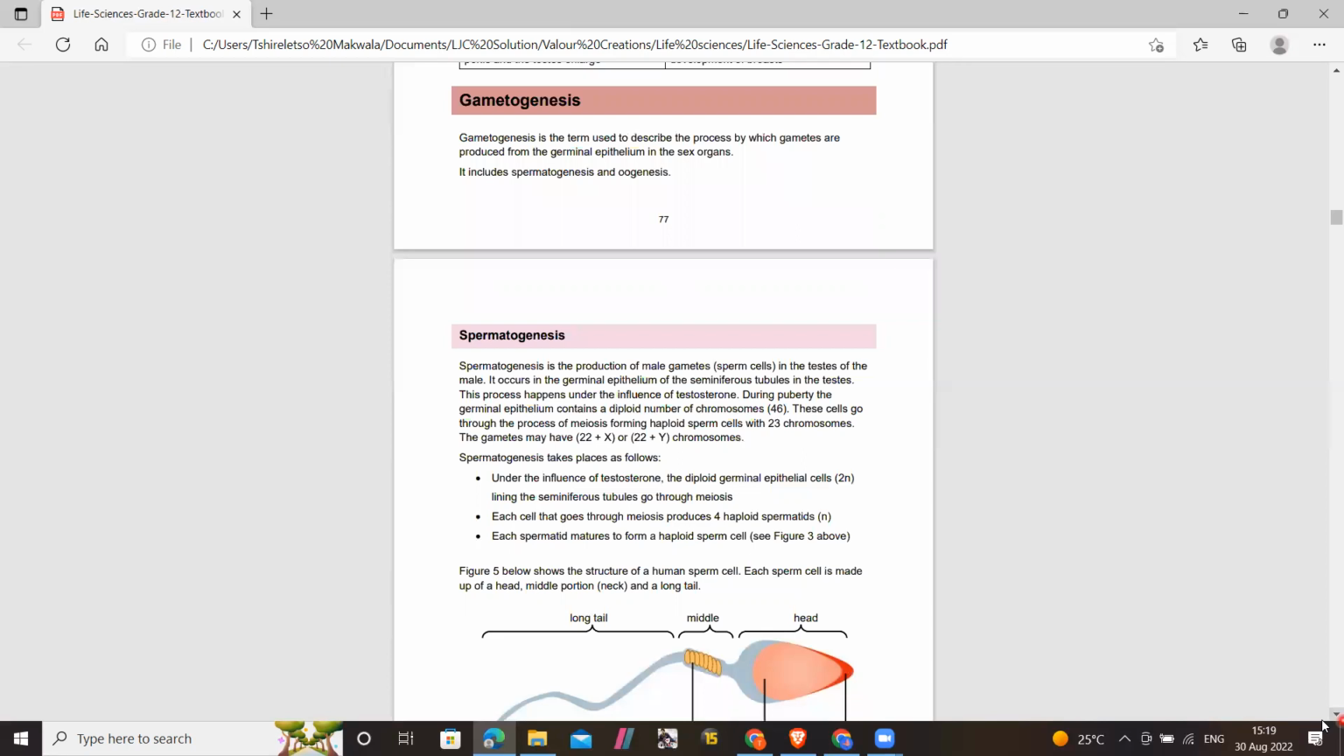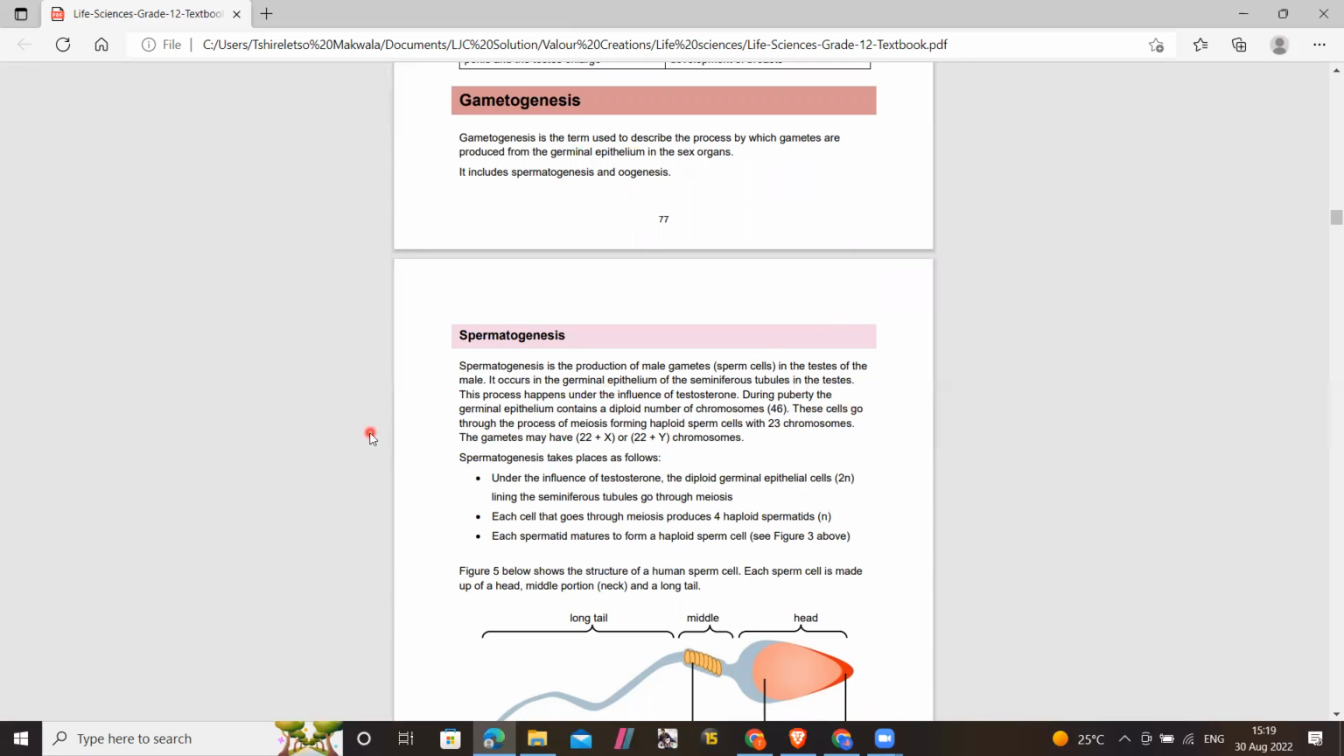How does it actually happen? Firstly, you know that it happens in the testes, like I said. And where exactly? In the germinal epithelium in the seminiferous tubules. And then this process, spermatogenesis, is caused by what? The testosterone. So it happens under the influence of testosterone. This is very important. Please note this one down. It happens under the influence of testosterone.